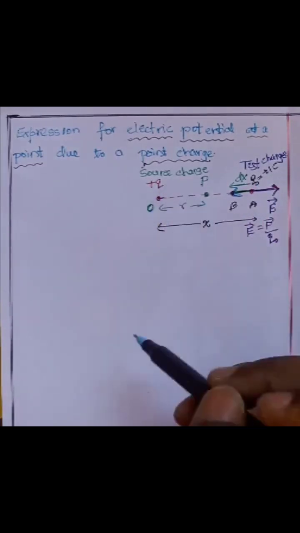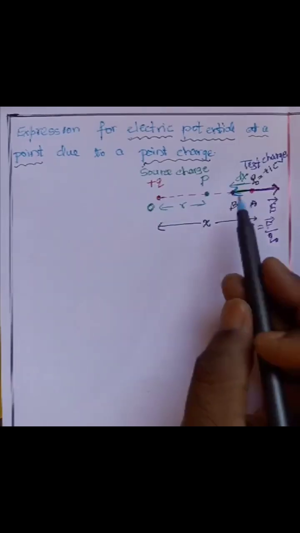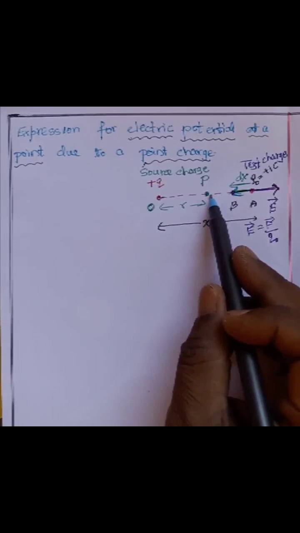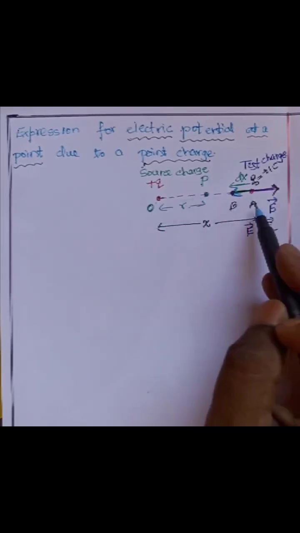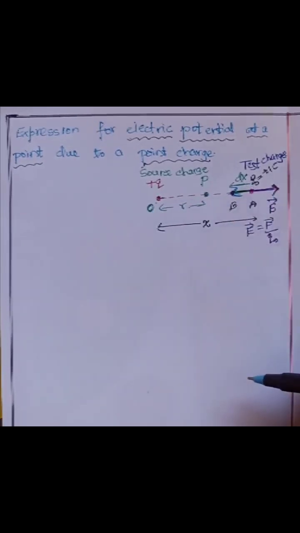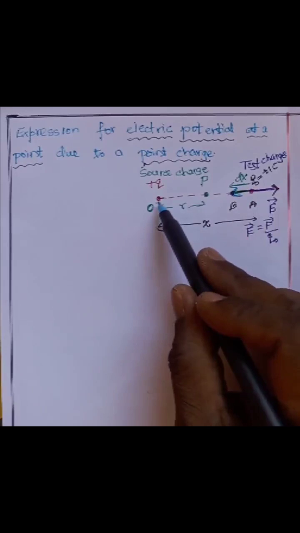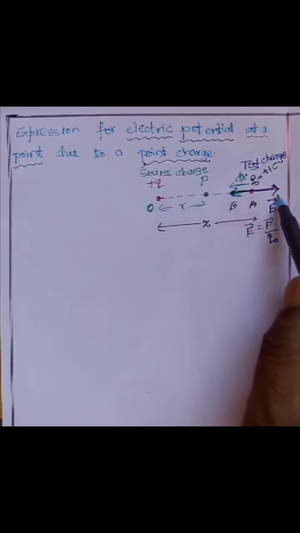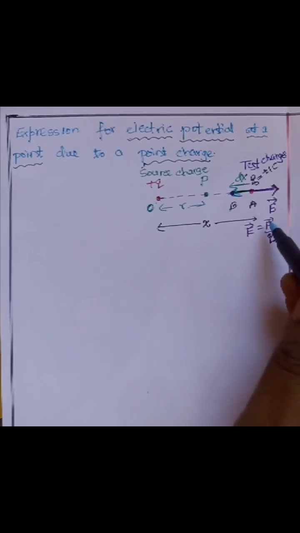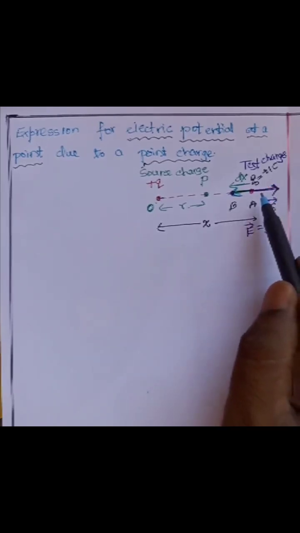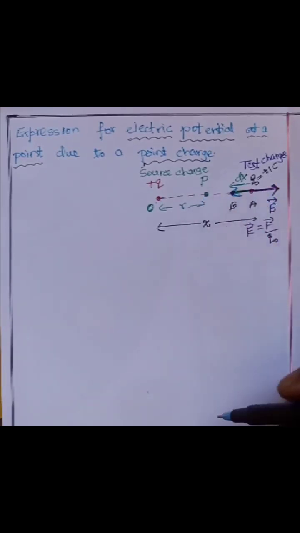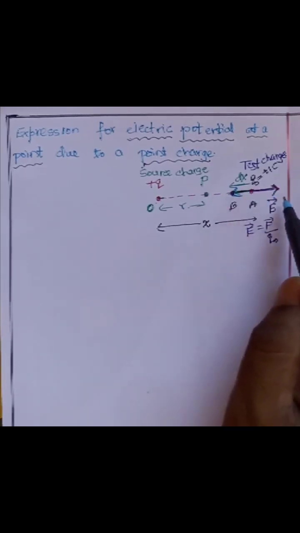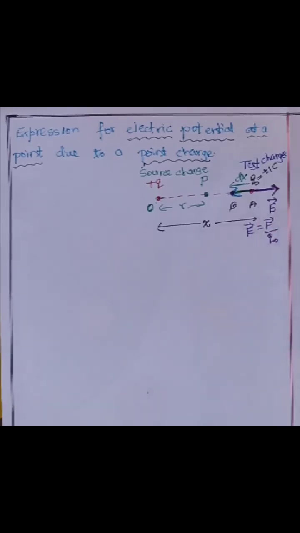Consider a source charge which is at O. Consider a point P where we have to find out the electric potential, which is at a distance r from O. Consider 2 more points on the same axis, A and B, of distance dx. Because of that source charge, test charge experiences a field vector E towards right. By definition, electric potential is work done in bringing a charge from infinity to the required point, here towards AB. Then force and displacement are anti-parallel to each other.